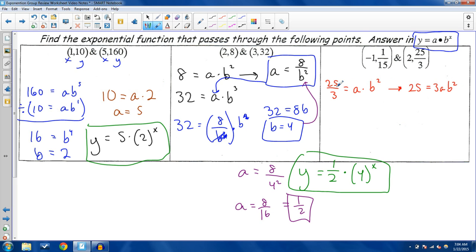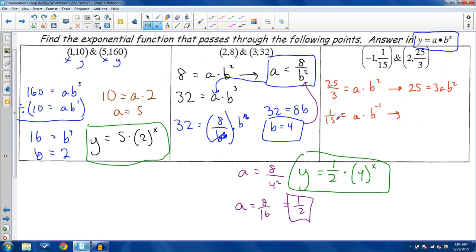It's no matter to me, but if you were without a calculator and you had to do division later, because I'm going to do elimination on this one, then maybe it's good to have it like this. Same with this one. You got 1/15 equals... oops. 1/15 equals a times b to the negative first power.